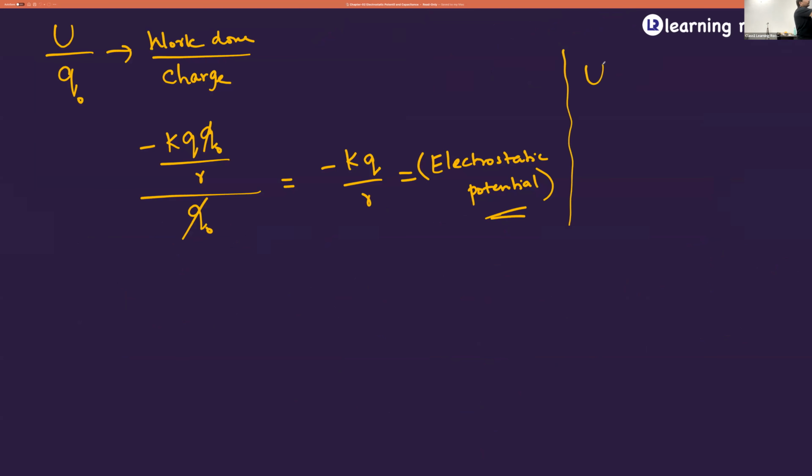When you talk about electrostatic potential energy, it is minus K Q Q naught divided by R. When you talk about electrostatic potential, it is going to be minus KQ divided by R. You can actually ignore the minus sign. It is okay. It is written as KQ divided by R. Potential energy is measured in terms of joule, whereas the electrostatic potential is measured in terms of joule per coulomb.